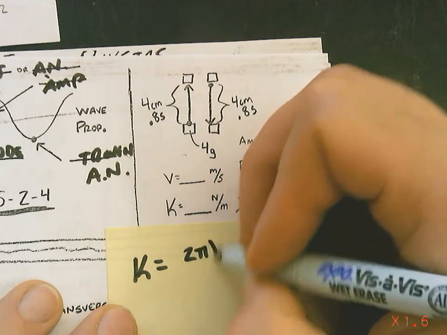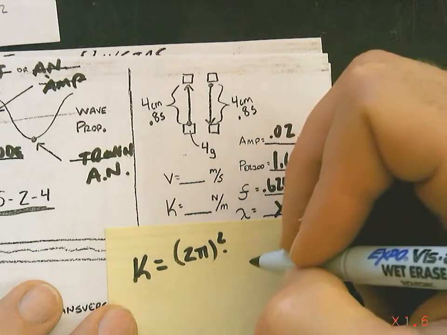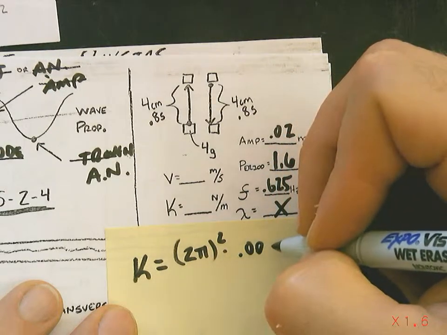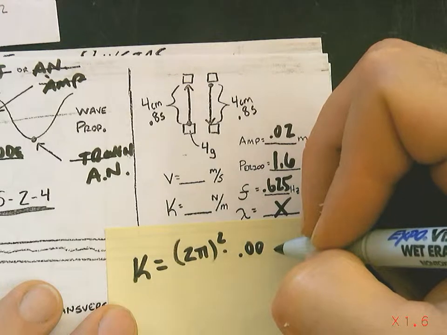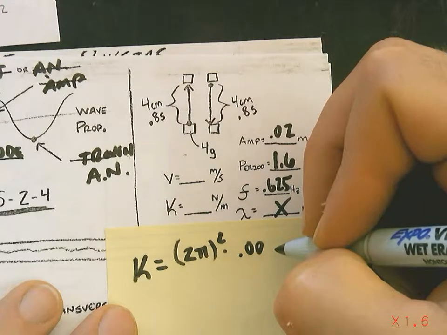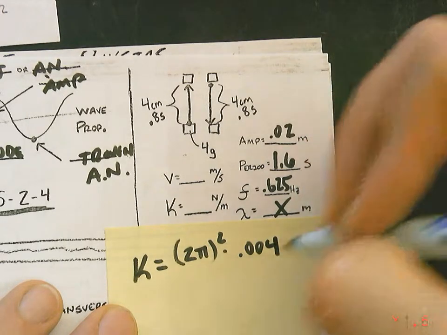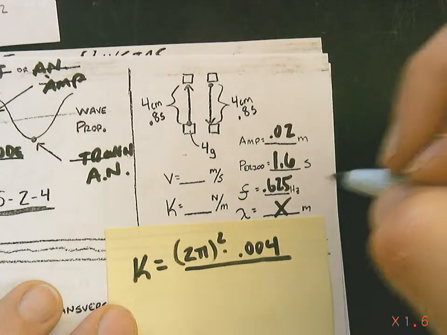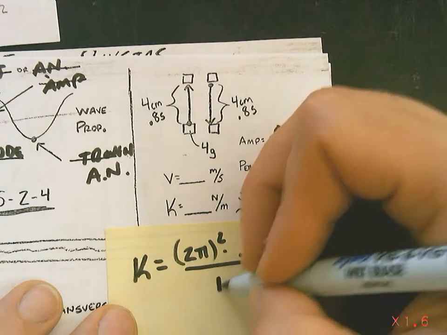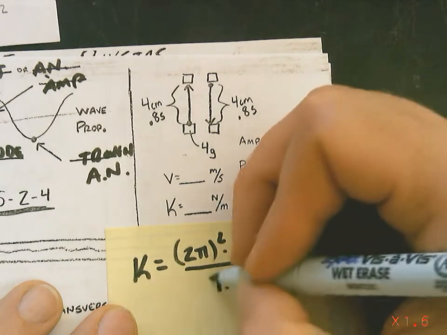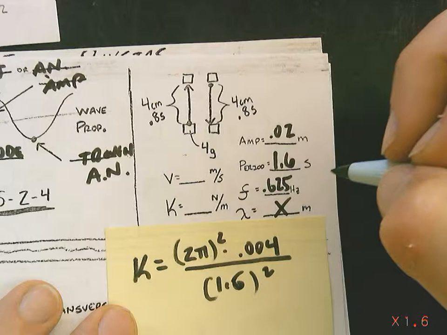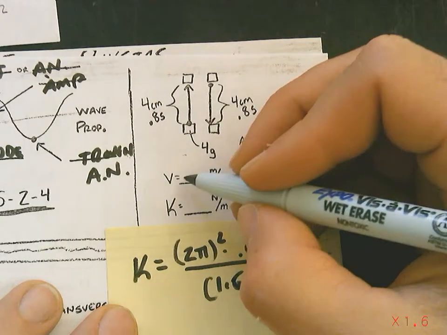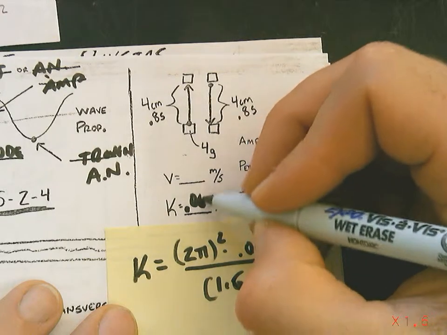So 39.5, 2 pi squared times the mass. The mass was 0.004, as 4 grams are not a lot of mass. Then we divide by the period squared, so that was 1.6 squared. And we can get k. So when we do that, we find the k is 0.062.